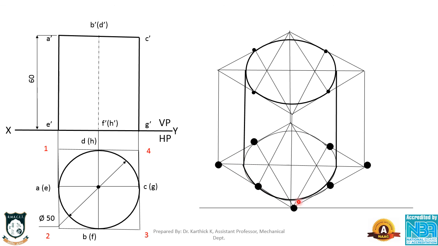Since this semi-circled portion is visible for you, I am drawing using an HB pencil. The remaining portion is not visible, just keep it as it is in 2H itself. Then you have to give the isometric angle as 30 degree on both sides. So that's all about the isometric view of a cylinder.